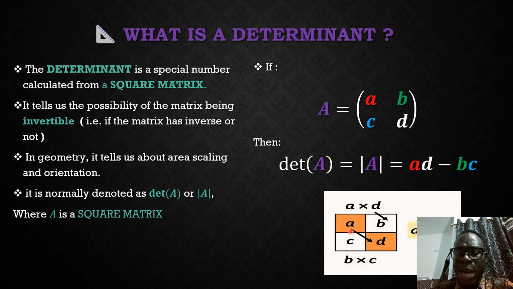Good. Now look at this particular image, a square with square boxes of elements A, B, C, and D. That is the reason why we said the determinant of the matrix is a special number calculated from a square matrix. If I want to find a determinant, then you find the product of the first diagonal, then you find the product of the next diagonal, then you find the minus between them. So the determinant of a 2 by 2 matrix will be AD minus BC.